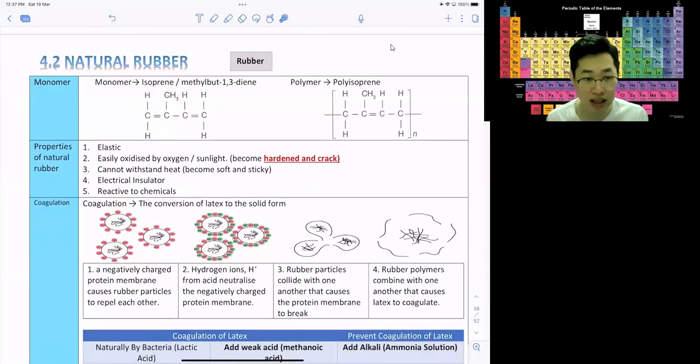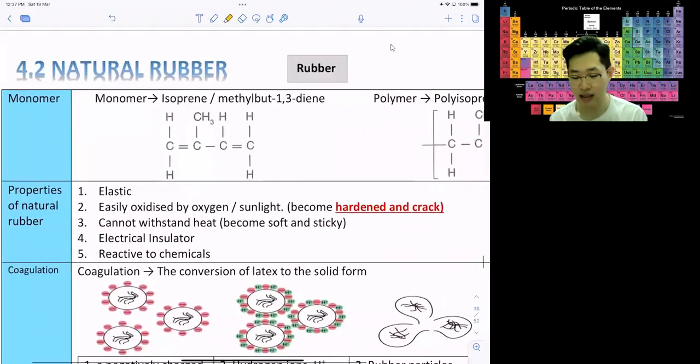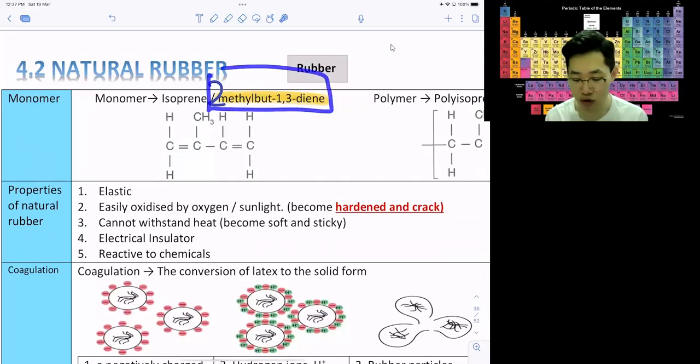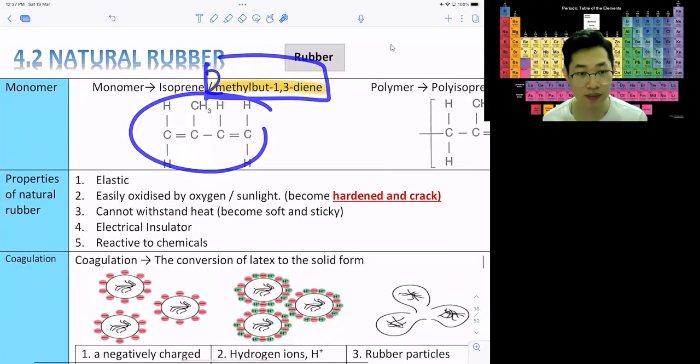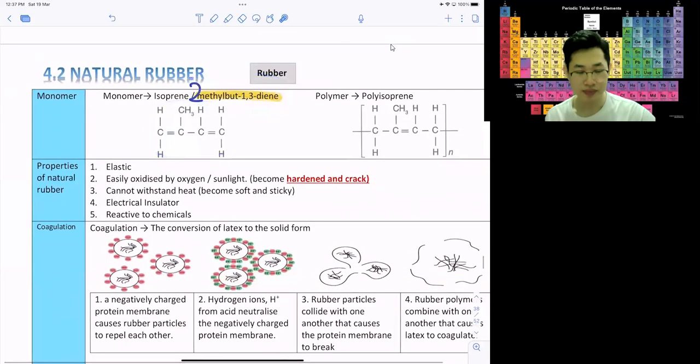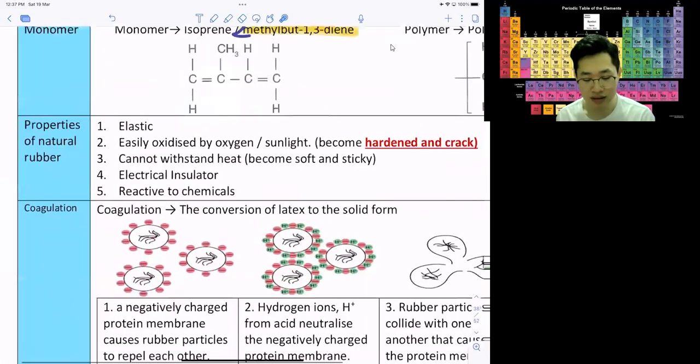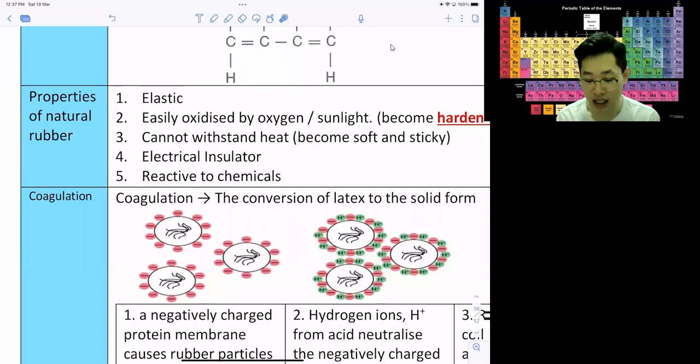For rubber, you must remember that the name of the monomer is 2-methyl-1,3-diene. Only when you remember this name will you be able to draw it out. Natural rubber comes from the rubber tree. It is easily oxidized by oxygen. You have to remember that.